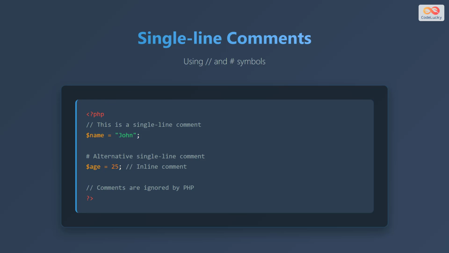For example, $name equals John, followed by // inline comment, means that the $name variable is assigned the value John, and the rest of the line is a comment. Similarly, the line # alternative single line comment uses a hash to start the comment.